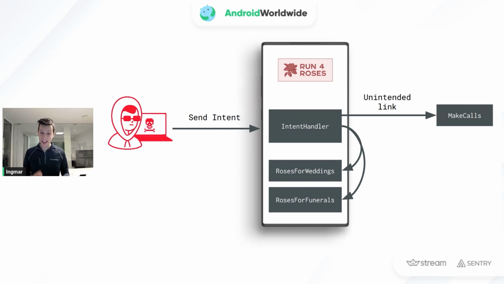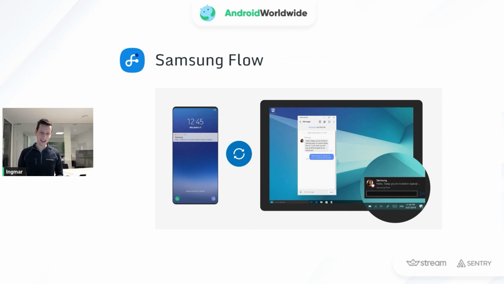And this kind of stuff is real. So let me take you through a real example, Samsung Flow. Samsung Flow is an app that makes it possible for you to remotely do most functionality on your phone, so you can control your phone from your computer. So you can imagine it needs quite a bit of permissions to accommodate that. And that's exactly why issues in security in an app like Samsung Flow usually have big consequences.